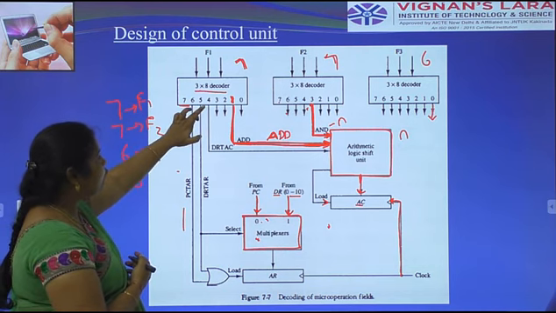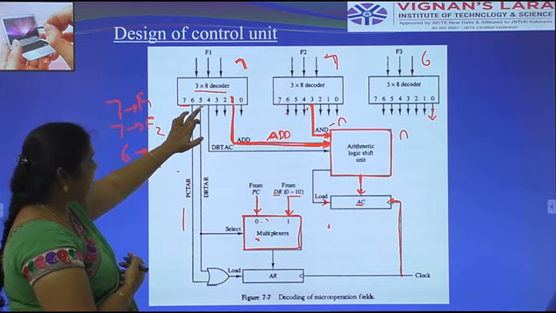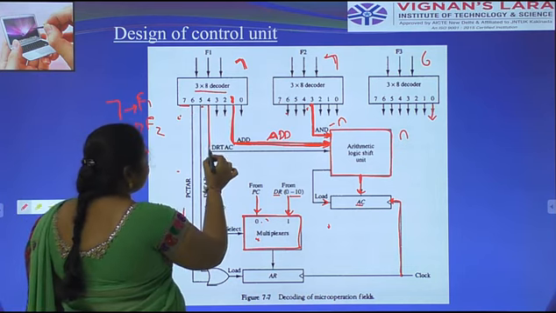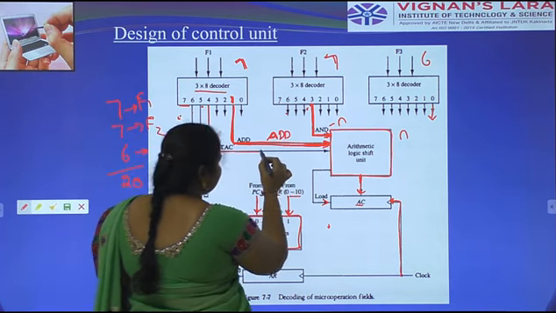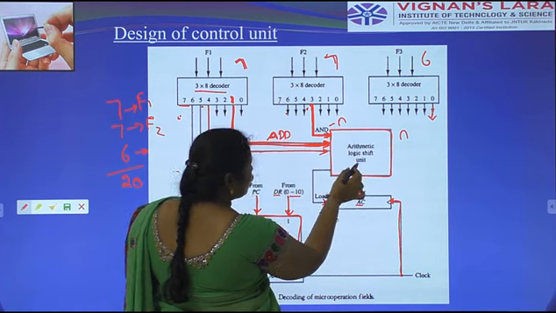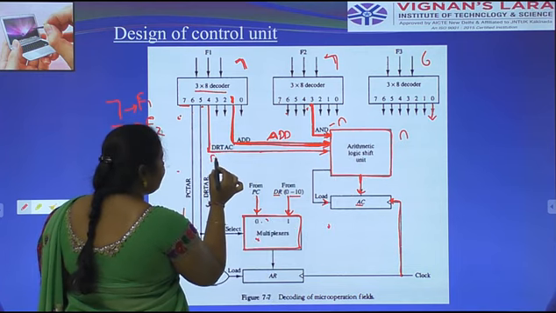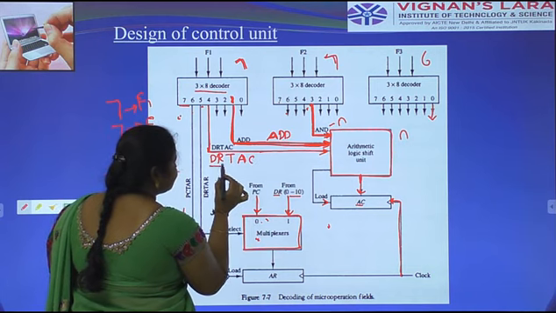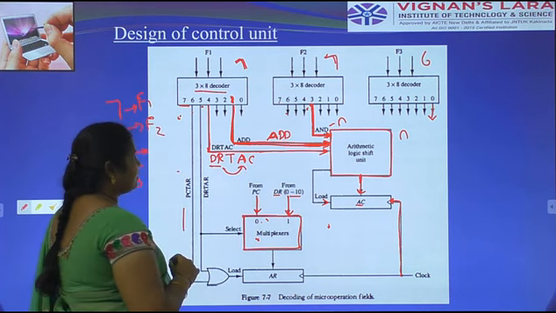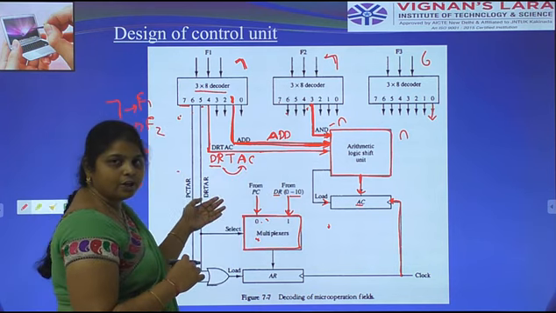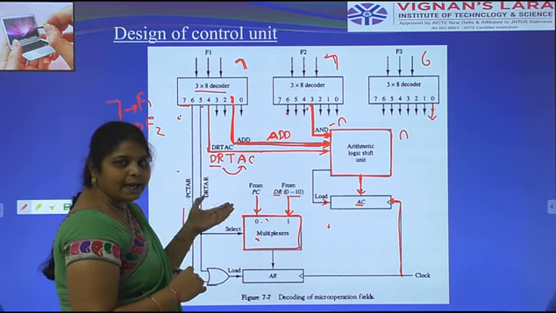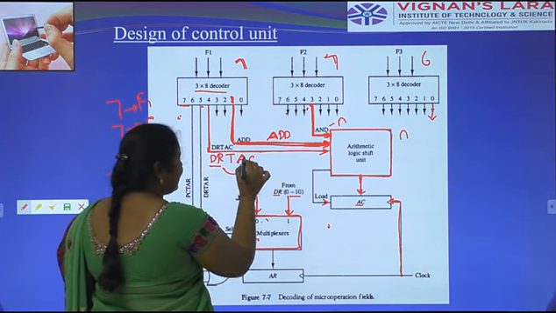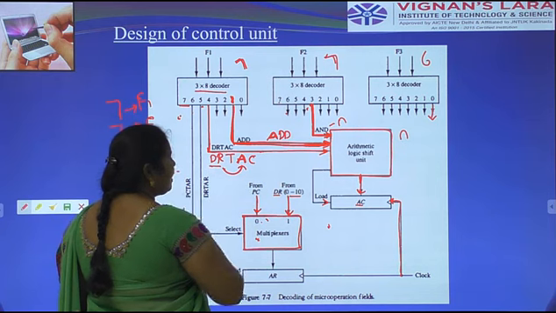Next, coming to the fourth one. Here field 1 has 4 output lines, whose output can be input to the arithmetic logic shift unit. Here DR T AC means transfer. The content of the data register is transferred to the accumulator. What operation is performed? Whatever data is placed in the data register is transferred to the accumulator.